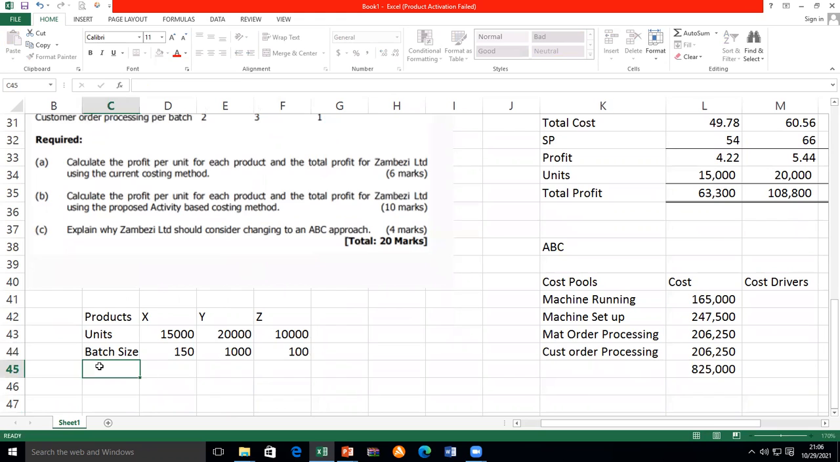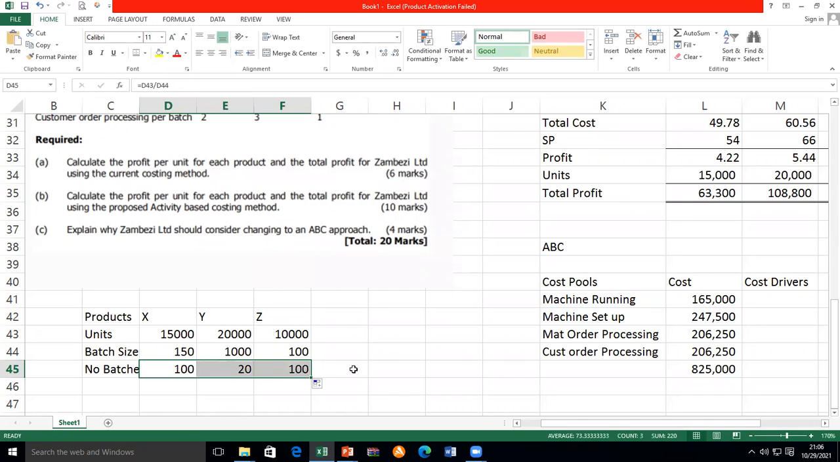So the point is, how many batches? How many batches? Let's go. This one, we divide by batch size. So that's the number of batches that we have. What's the total number of batches that you have? That's the total number, 220. That's the number of batches that you have.